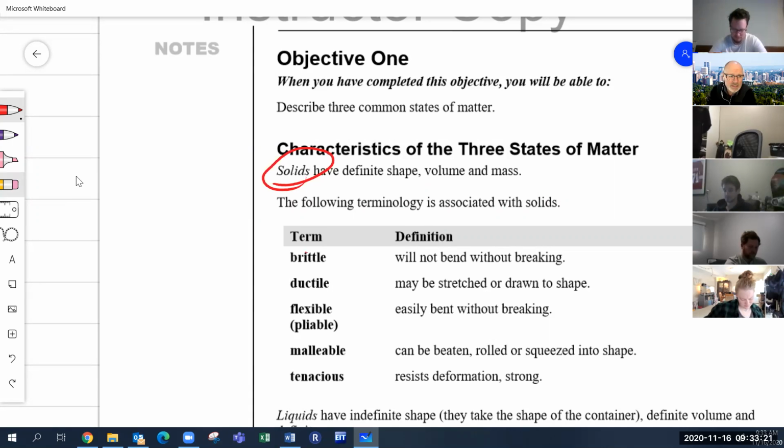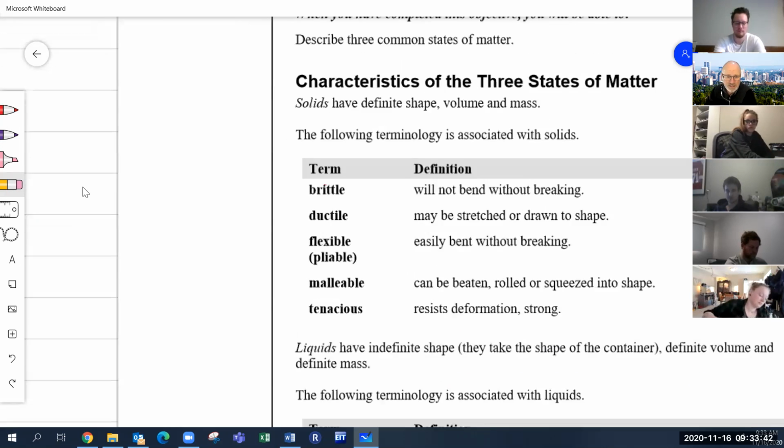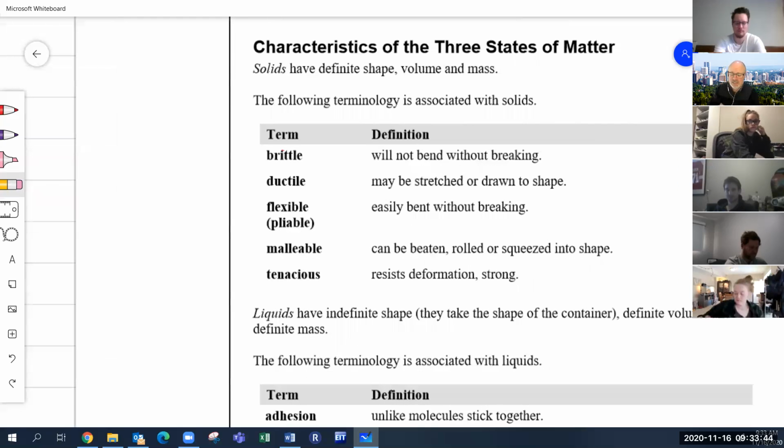And solids, if you did not know this, have a definite shape, they have a volume, and they have a mass. That's pretty straightforward. There's nothing new there. And then we have some terms associated with these. First is brittle. Brittle means it will not bend without breaking.